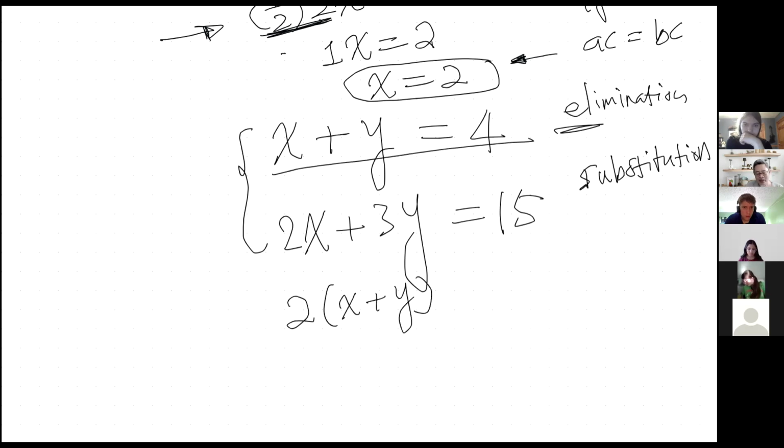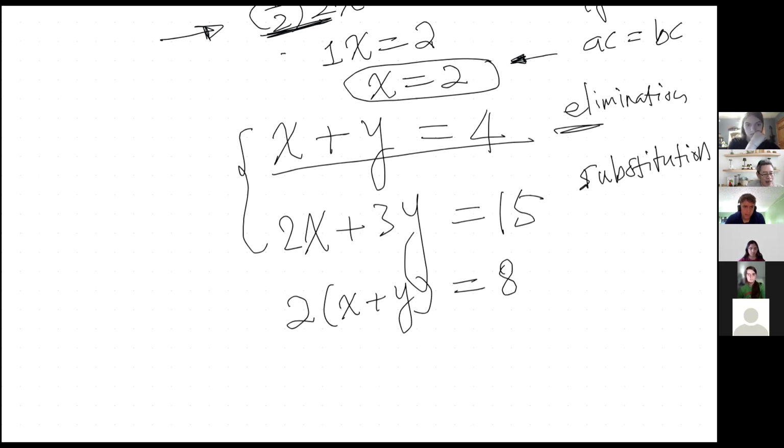Now, what property did we just use? We multiplied 2 on both sides of the equation. Multiplication property. Yeah, multiplication property. Good. Those are things you should be able to know and say when you see it, okay, that is that property. Good.